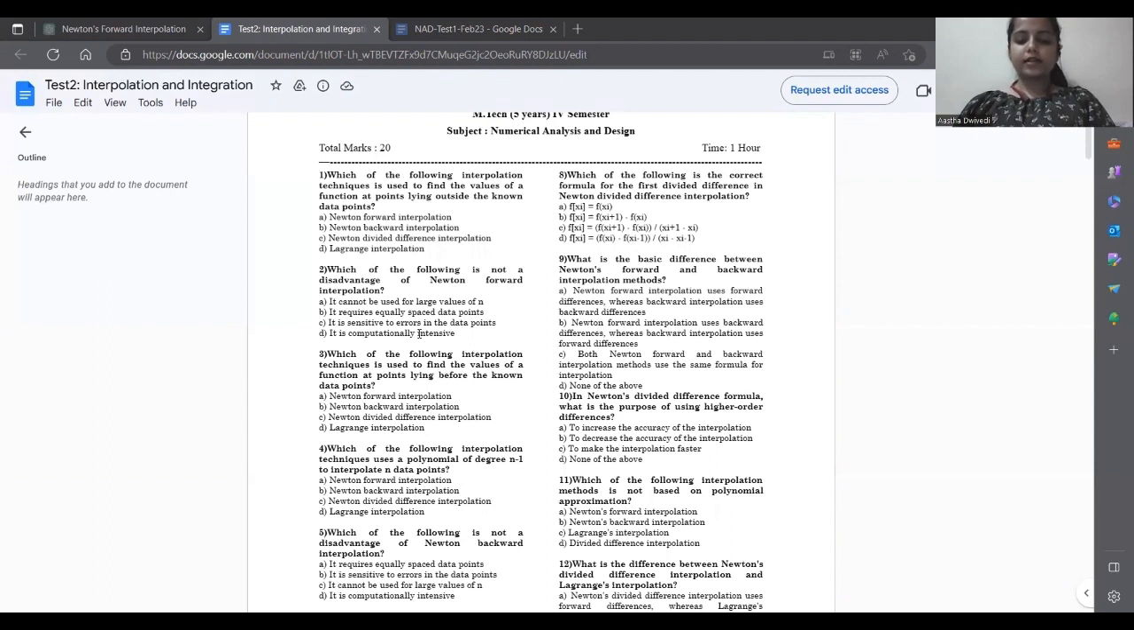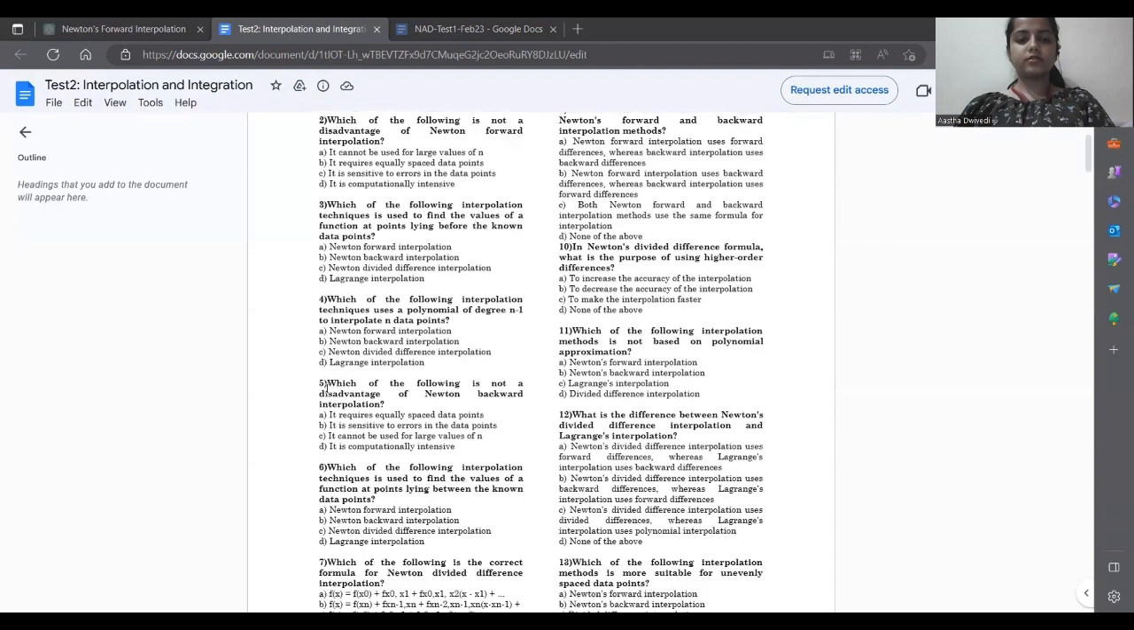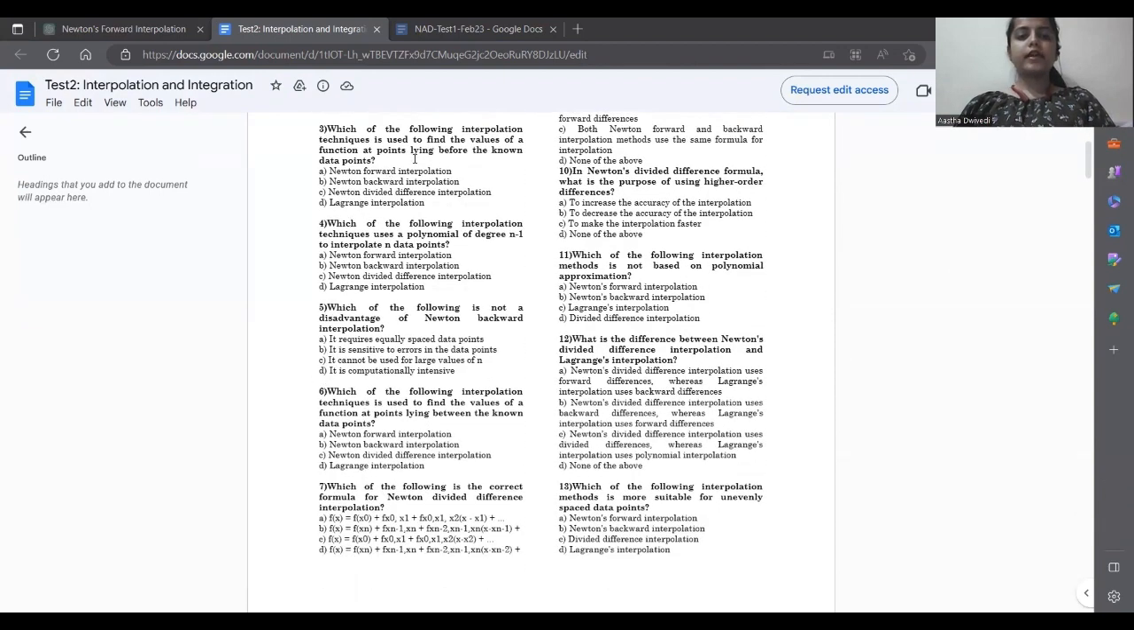It is computationally intensive. Next question. Which of the following interpolation techniques is used to find the value of a function at a point lying before the known data points? Newton forward interpolation, Newton backward interpolation, Newton divided difference interpolation, Lagrange interpolation. So the correct answer for this question is Newton backward interpolation.